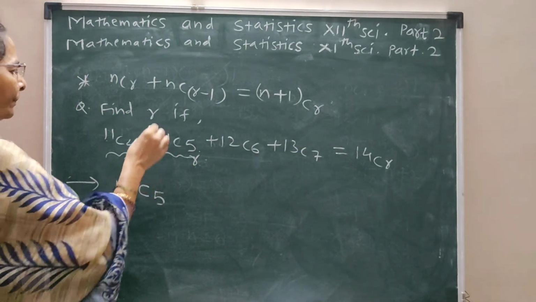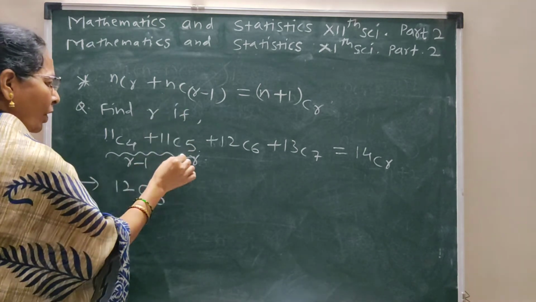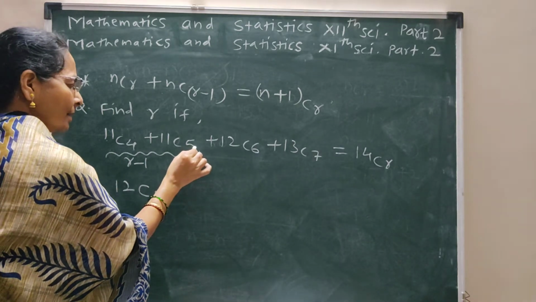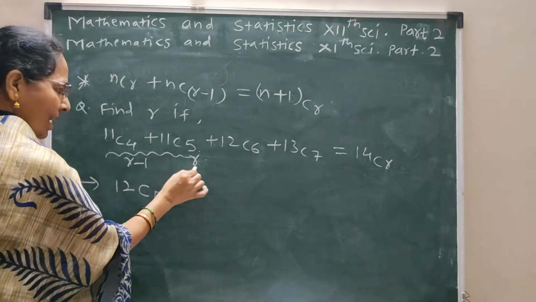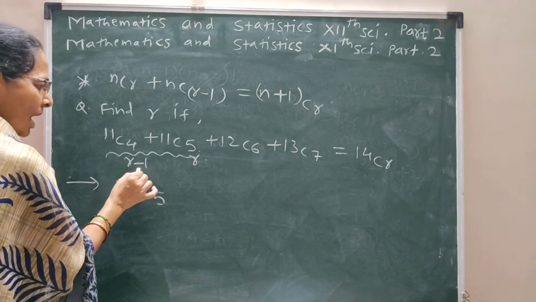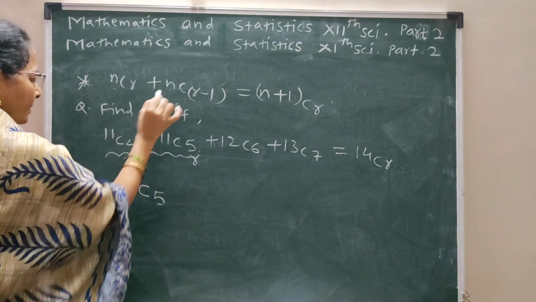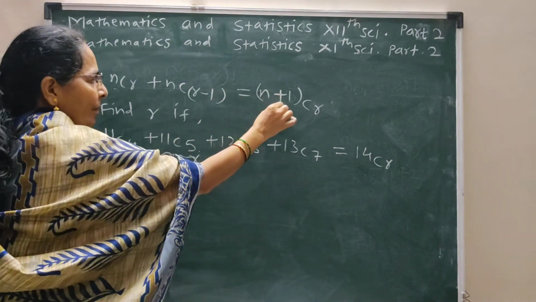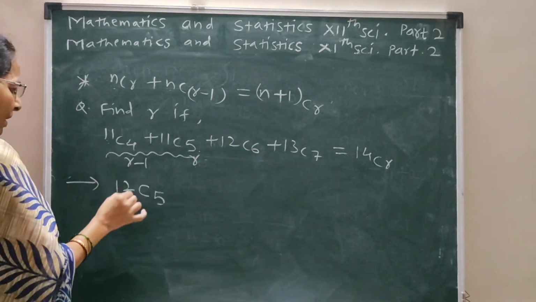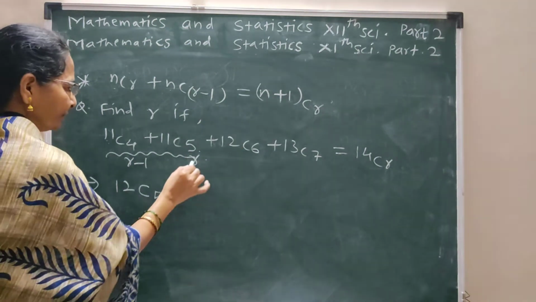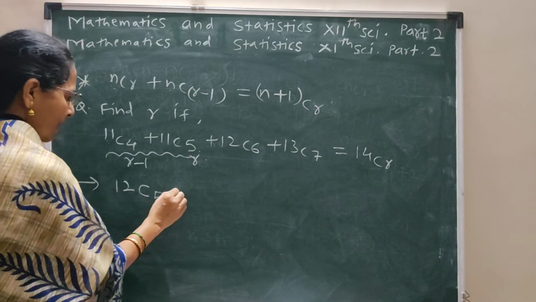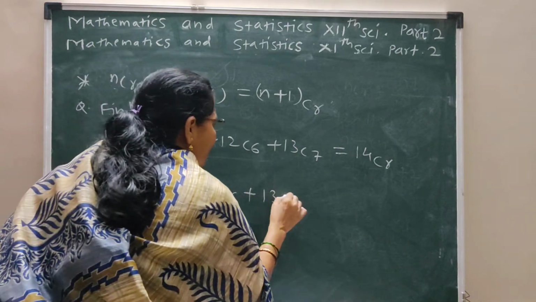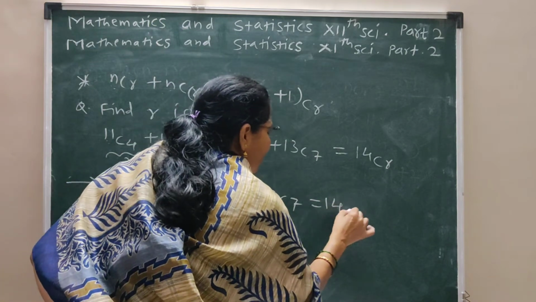See once again, use this formula for these two terms from this side. If we take this as r, 5 as r, here is 4, that means r minus 1. n, that means same term, 11 is here. In this case, we take n plus 1, 11 plus 1 is 12, r is 5, plus 12C6 plus 13C7 is equal to 14Cr.